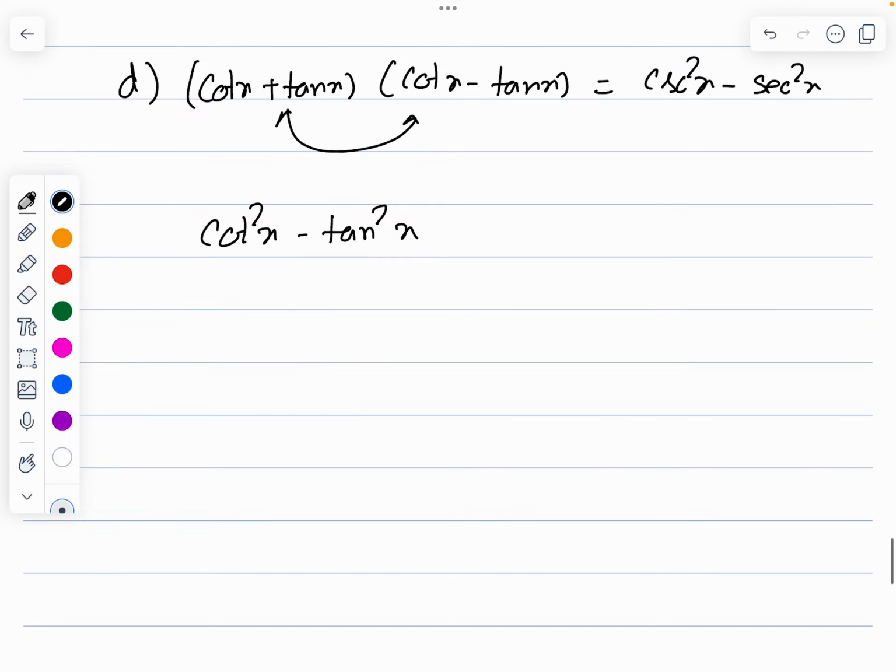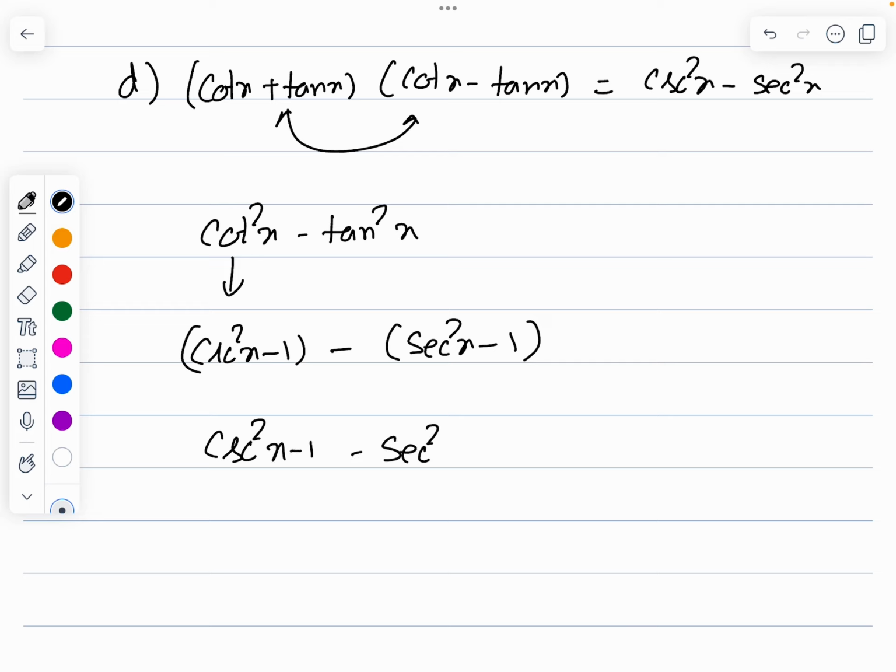Now cot square x is nothing but what? Cosecant square x minus 1. Tan square x is nothing but what? Secant square x minus 1. So expand it out, cosecant square x minus 1 minus secant square x plus 1. The 1 and 1 get cancelled, so I am left over with cosecant square x minus secant square x.